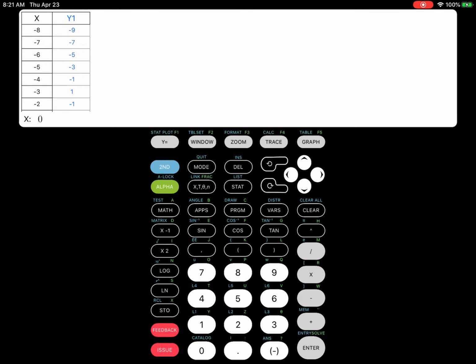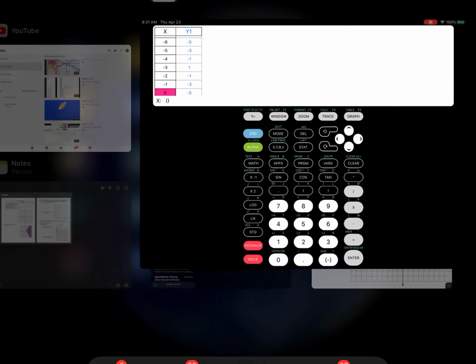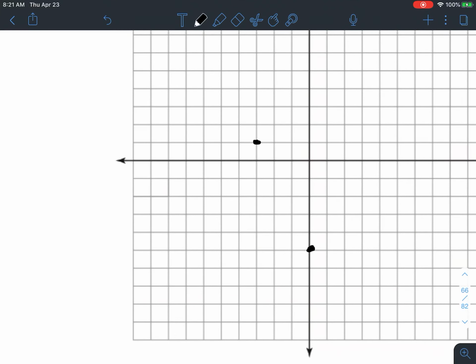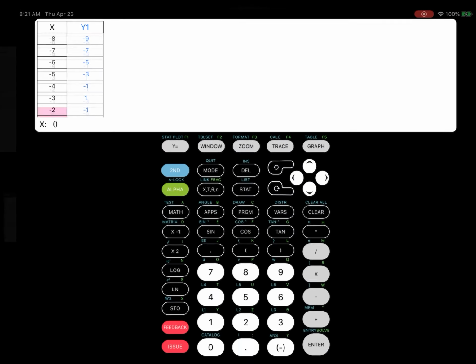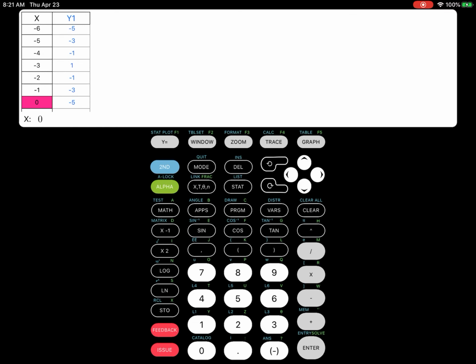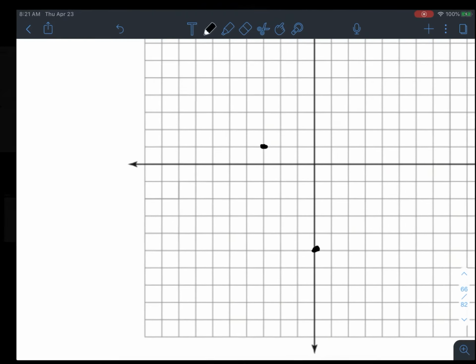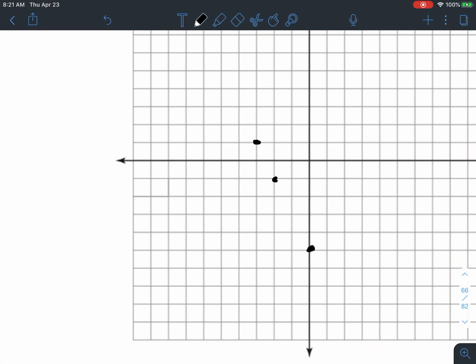When x is -2, y is -1. When x is -1, y is -3. So we plug those in. I'm sorry, I just thought I lost my train of thought. So the points are (-2, -1) and (-1, -3).